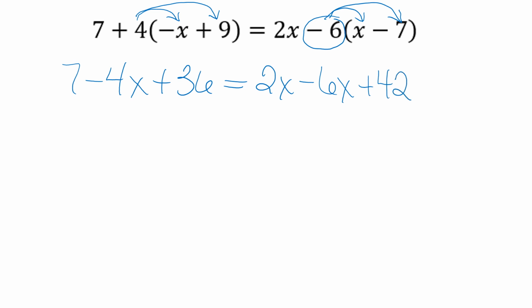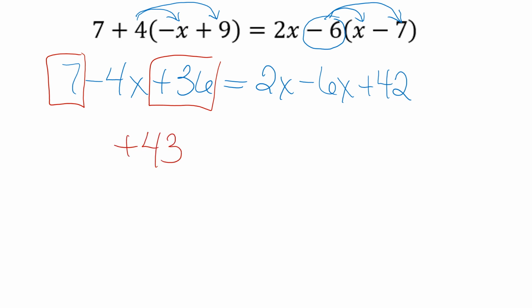At this point, I do need to combine like terms. So I have a positive 7 and a positive 36. So when I put those together, that's going to give me a positive 43. And I'm going to go ahead and bring down my negative 4x. Over on the right-hand side, I'm going to combine my variable terms of 2x minus 6x, and that's going to give me negative 4x plus 42.